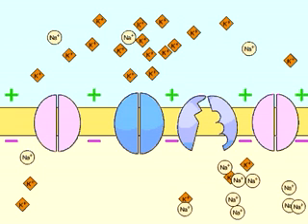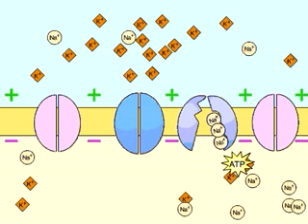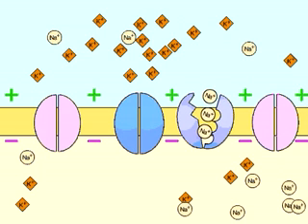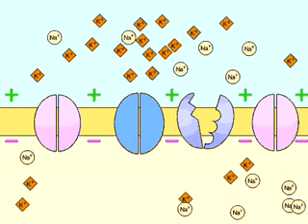Meanwhile, the sodium-potassium pump has been shuttling sodium ions out and potassium ions in, re-establishing the resting potential distribution of sodium and potassium ions.